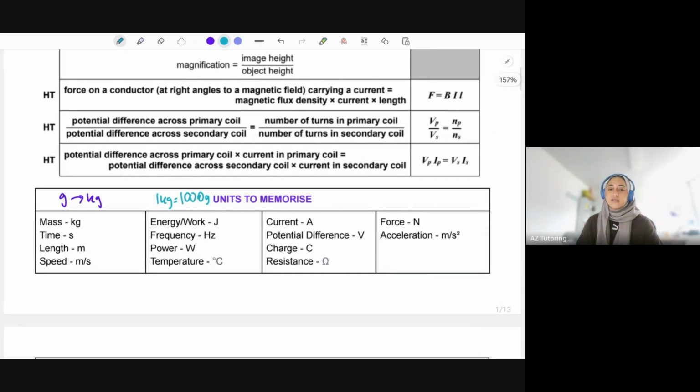Time is always in seconds. So if you get given something in minutes, change it to seconds. In 1 minute, you've got 60 seconds. Length is always in meters. It's quite common that they give it in kilometers. Make sure you change it back to meters.